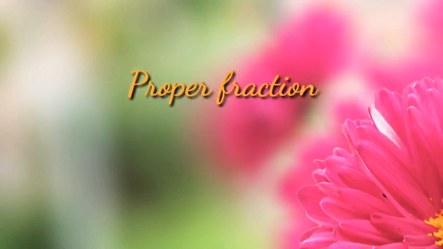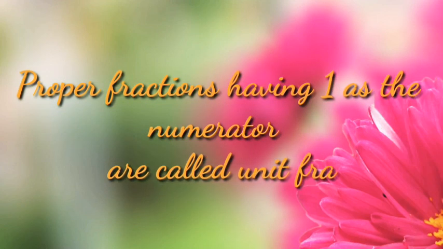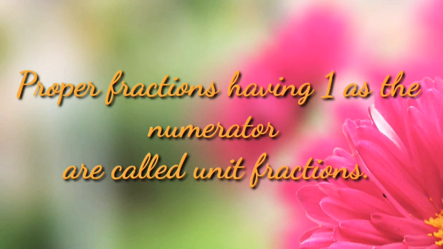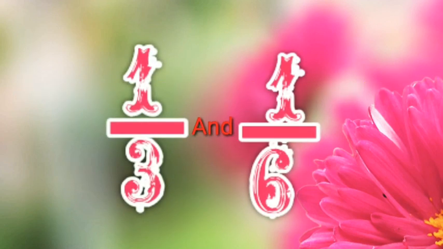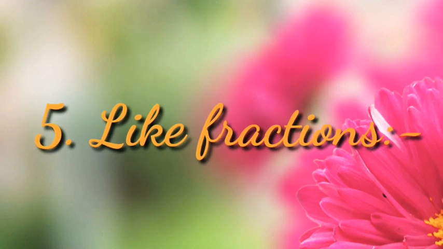So next type, that is unit fractions. Proper fractions having 1 as a numerator are called unit fractions. This means the fractions whose numerator is 1. The fractions with numerator 1 are known as unit fractions. For example, 1 by 3 and 1 by 6. Here both the fractions have numerator 1. So these are unit fractions.